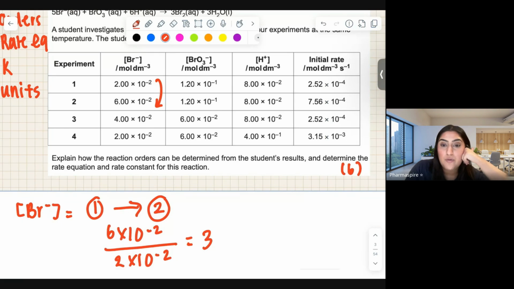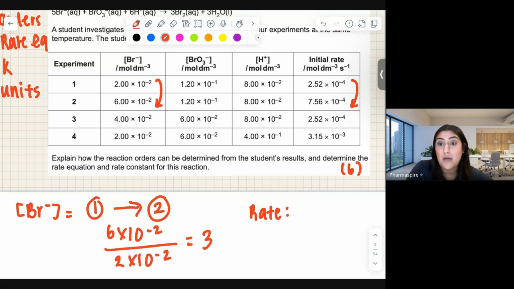Then the whole point of rate and the rate equation is you want to see how the concentration of these ions impact the rate. So if you're going to have a look at the difference between the rate and how that concentration has impacted the rate. So can you guys do the differences in experiments 1 to 2 for the rate as well?